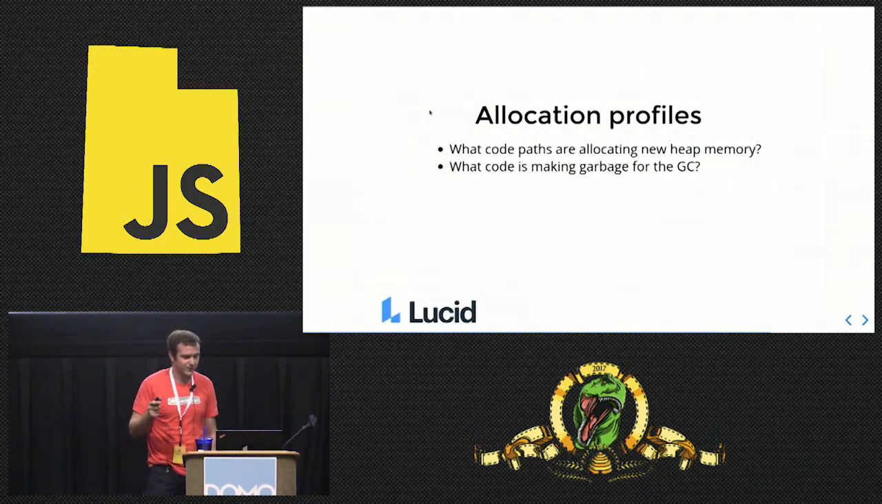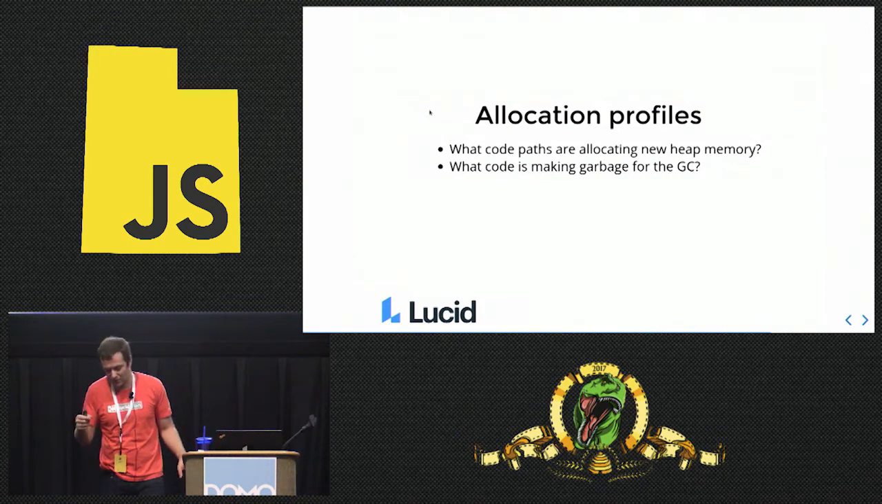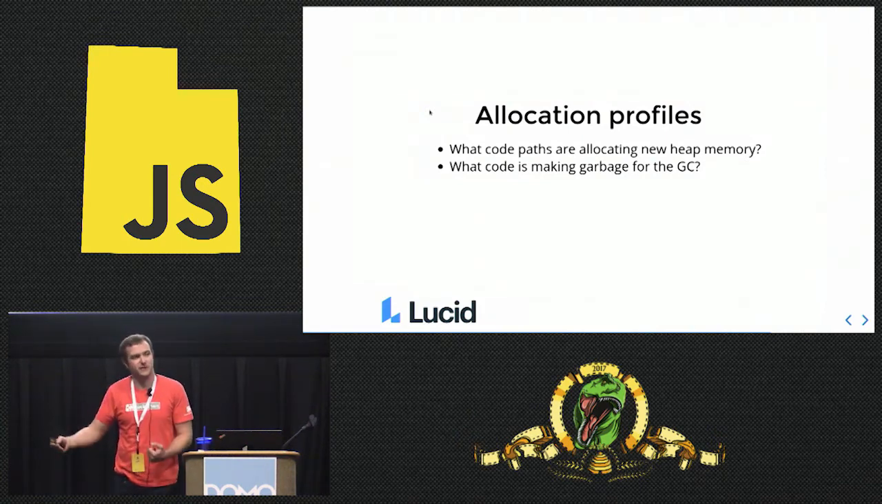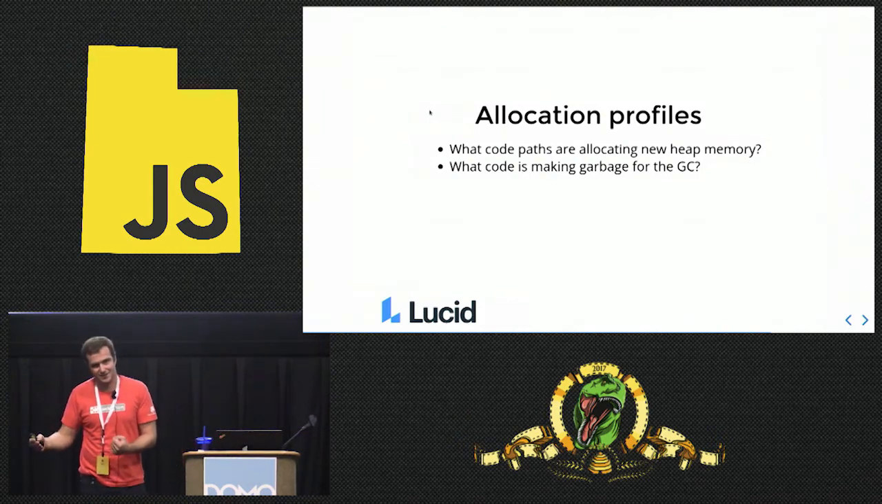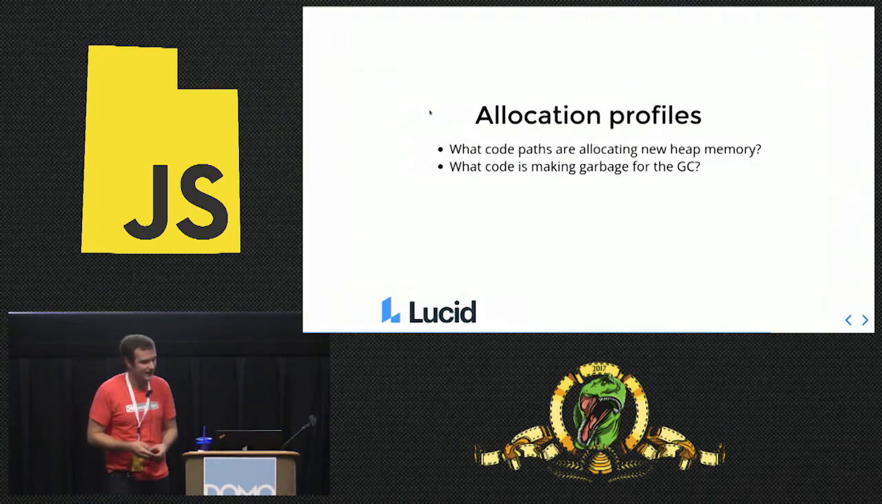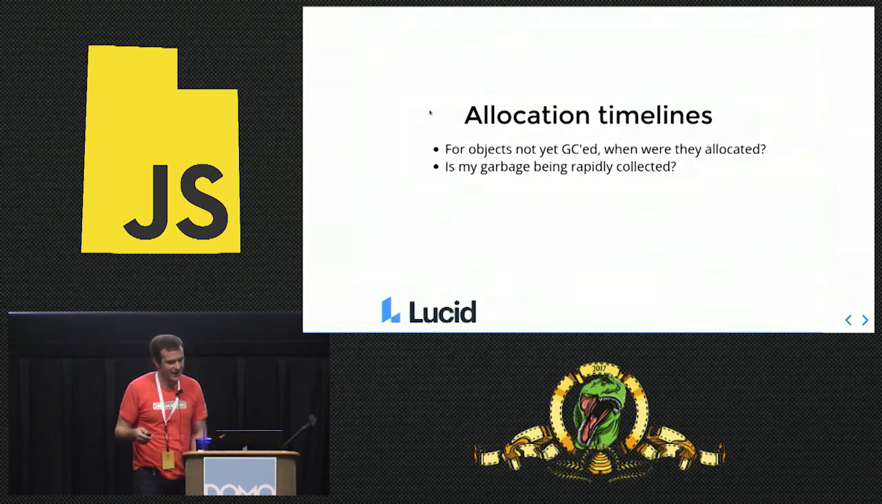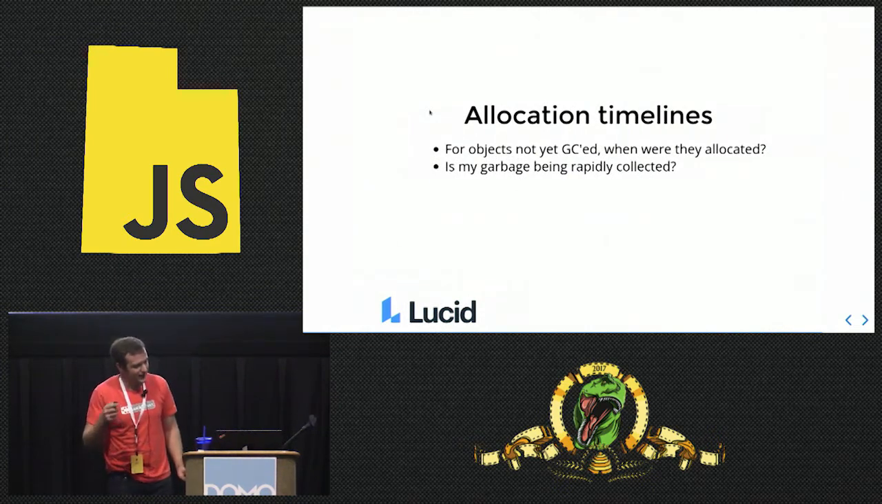There's also allocation profiles, which will tell you what code paths are allocating the most heap memory. So what code is making a bunch of garbage? Even if it's being collected, garbage is not free, right? Garbage costs CPU time to generate, put into the heap, and then to be collected out of the heap at the end. So the allocation profiles will help with that. We'll show that.